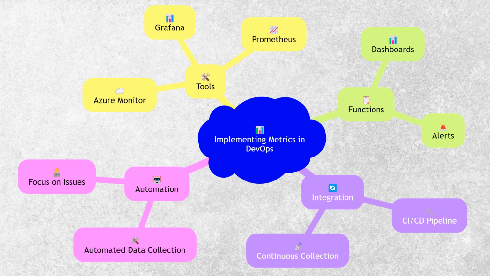Implementing metrics in DevOps requires the use of monitoring tools and platforms that can collect, store, and analyze data. Tools like Azure Monitor, Prometheus, and Grafana are commonly used for this purpose. These tools provide dashboards and alerts that help teams stay informed about the state of their systems. It's important to integrate these tools with the CI/CD pipeline to ensure that metrics are continuously collected and analyzed. Automation plays a key role in this process, enabling teams to focus on addressing issues rather than manually collecting data.